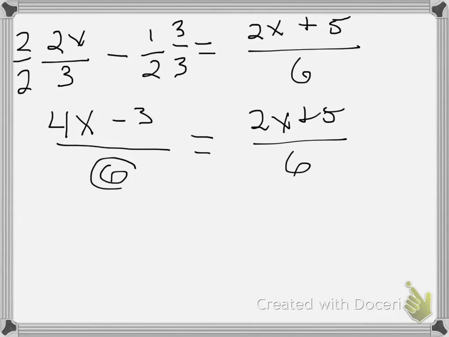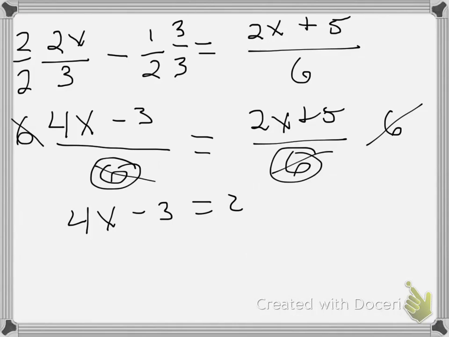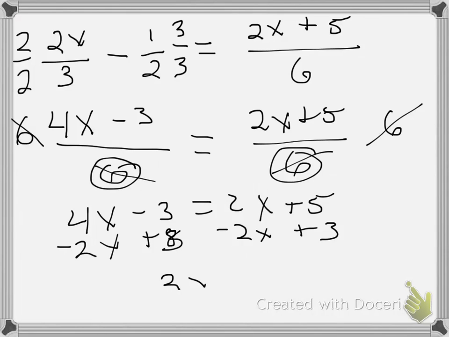But now if we note, the 6 is the same on each side, so if I multiplied each side by 6, I could get rid of that, and I'm left with 4x minus 3 equals 2x plus 5. Now if I get all the x's on the same side of the equal sign, and I move the 3 over, I get 2x equals 8, and that gives me x equals 4. Okay, and that one is done. Let's take a look at another one very similar to that.